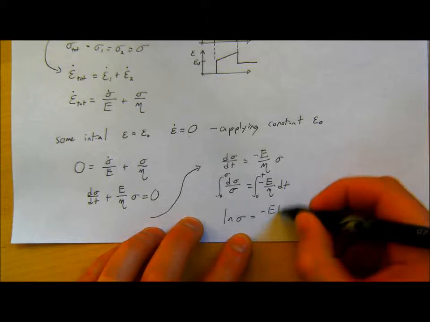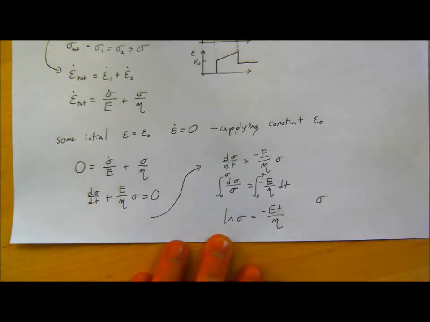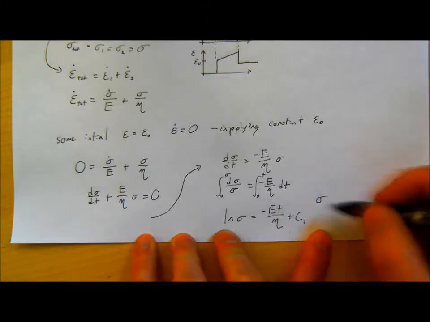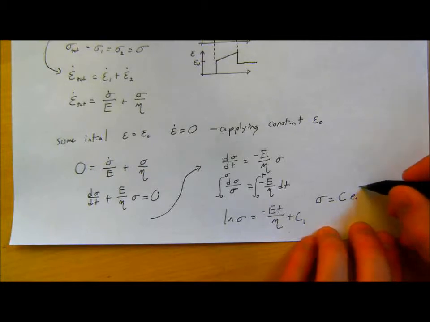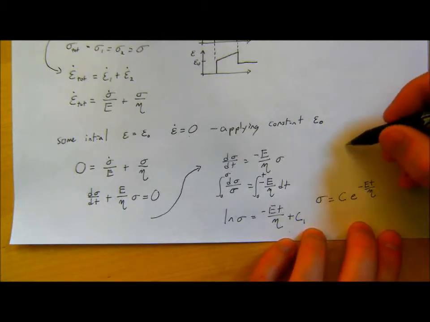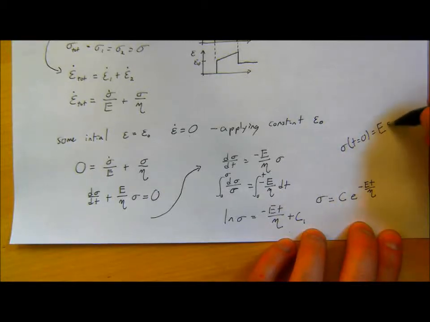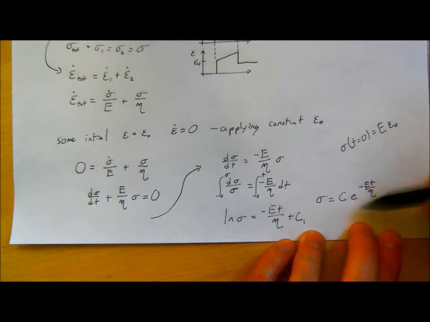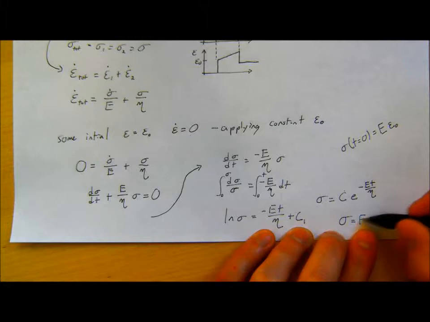So my sigma, what am I missing? Plus some constant, C1. If I take an exponent of both sides, this then becomes some new C, E to the minus ET over eta. I know at my initial time, so at time 0, sigma should be my E epsilon naught, because that's how much it jumps up initially. So when I plug in T equal to 0 here, this term goes away. I can then say my C is equal to E epsilon naught. So this is actually sigma is equal to E epsilon naught E to the minus E T over eta.